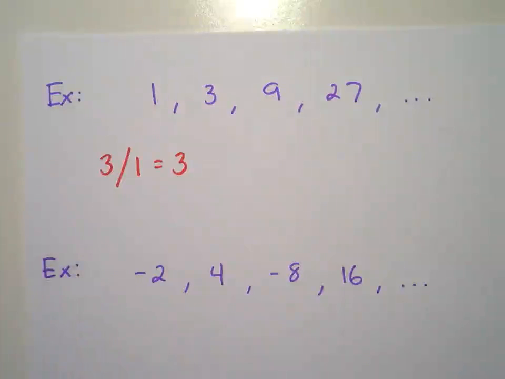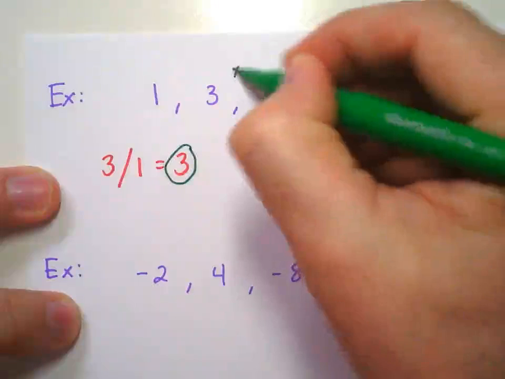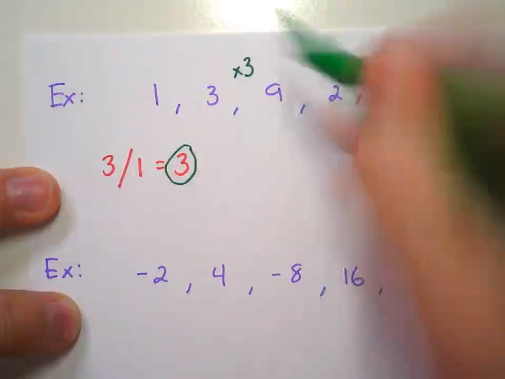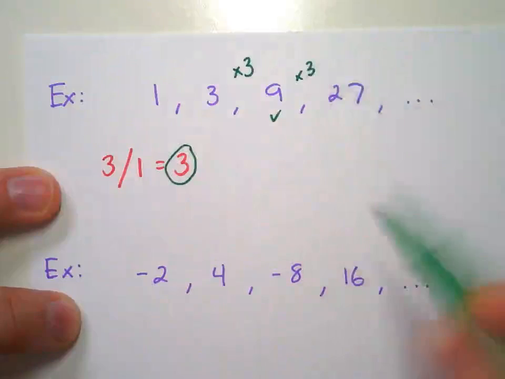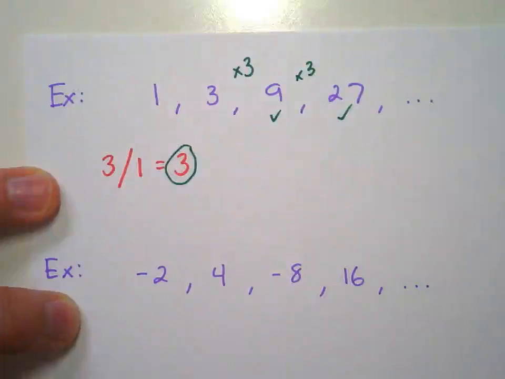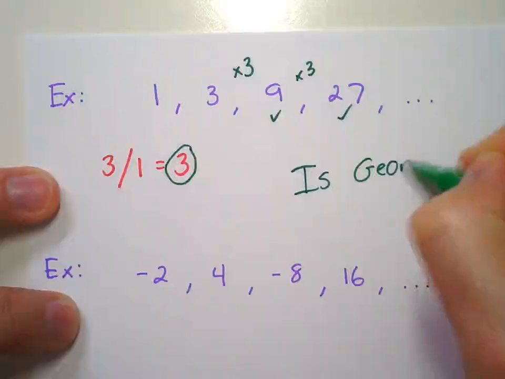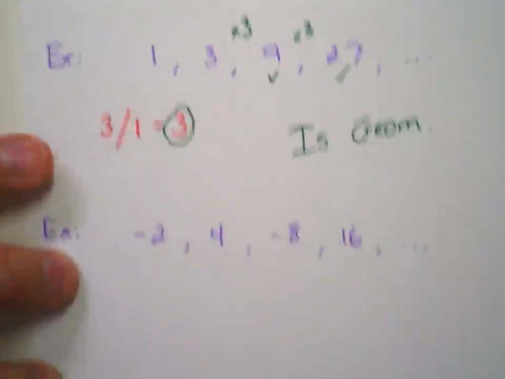Now all we have to do is take that 3 and multiply it by our second term. So we take this 3 and multiply it times 3. 3 times 3 is 9. Perfect, that checks off. So we repeat the process. 9 times 3, is that 27? It is, so we check it off. Guess what? This is geometric, because it's multiplying by 3 over and over again.